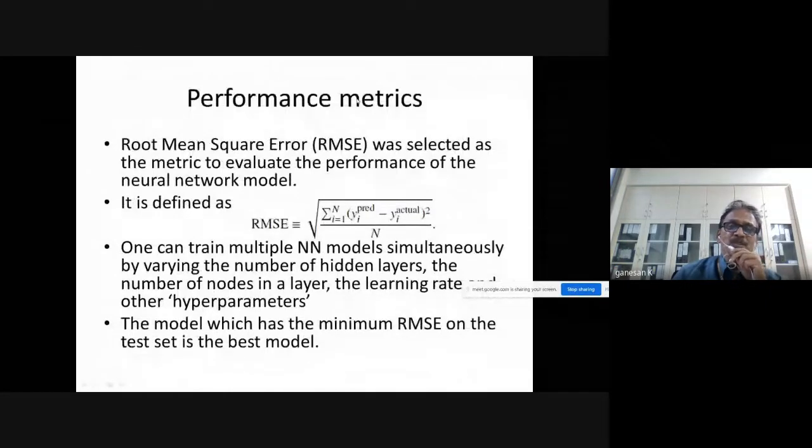And there are also certain performance metrics people use. Maybe in some of the papers which I am going to discuss here, people have used something called root mean square error. For example, you know what is the predicted value, what is the actual value.